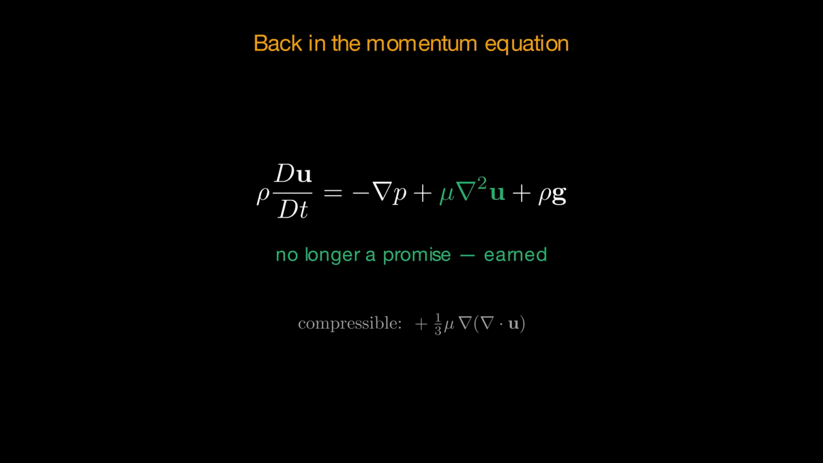One caveat: if the fluid is compressible, the divergence of velocity isn't zero, and a second viscous term survives, proportional to the gradient of that divergence. For most everyday near incompressible flow, it's just mu Laplacian u.